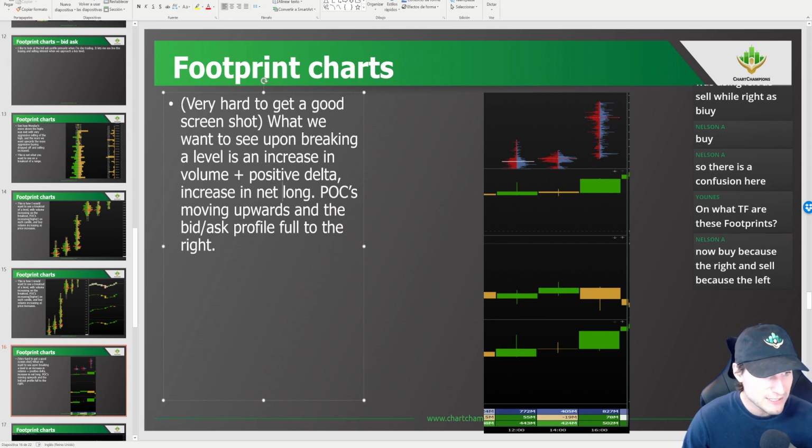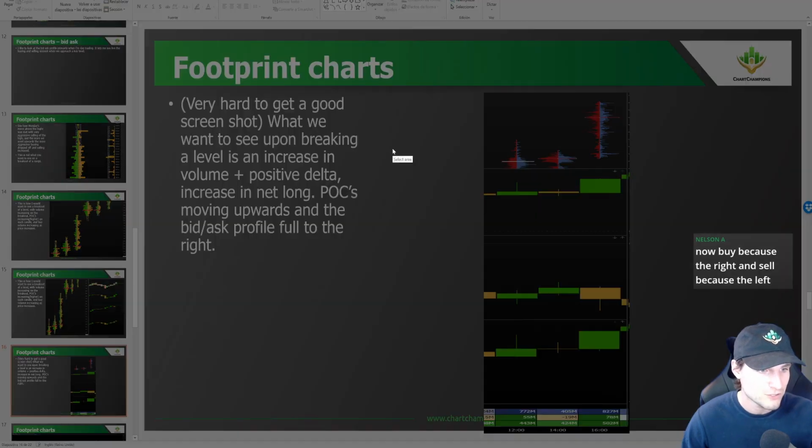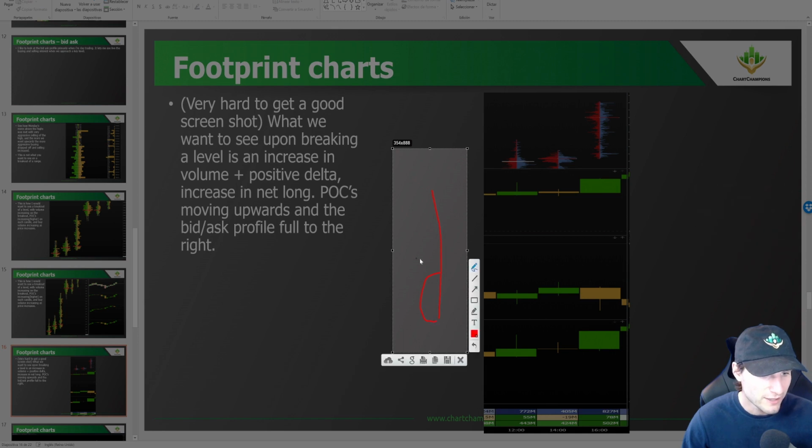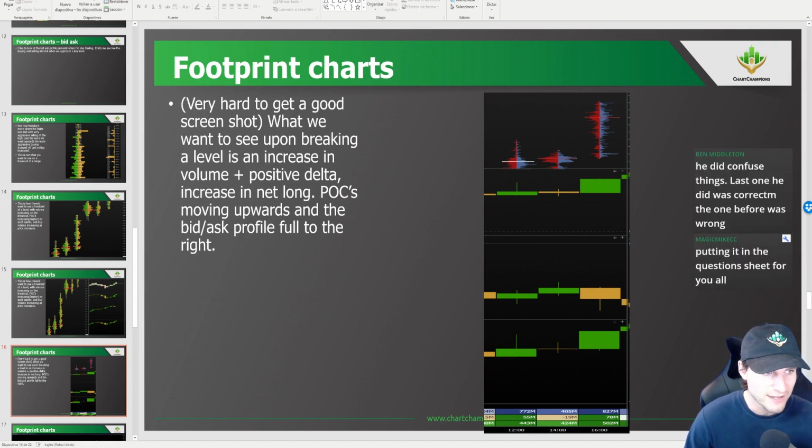And also the bid-ask profile is full to the right, as I was mentioning last week. Obviously our bid-ask profiles, what we want to see on the breakouts is that they're looking like P's. So there's a lot of buys as we increase in price, whereas if you're bearish and moving down, you want to see a lot of sells increasing as you move down. So that is a general recipe of what you want to be seeing when you're breaking out of a range.